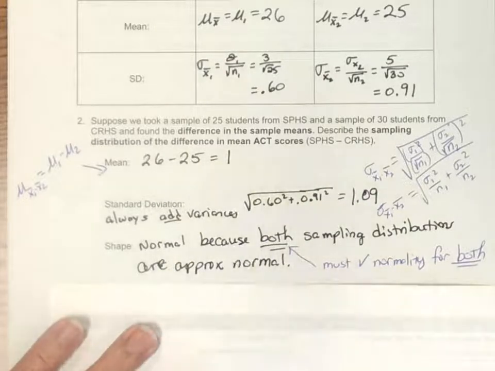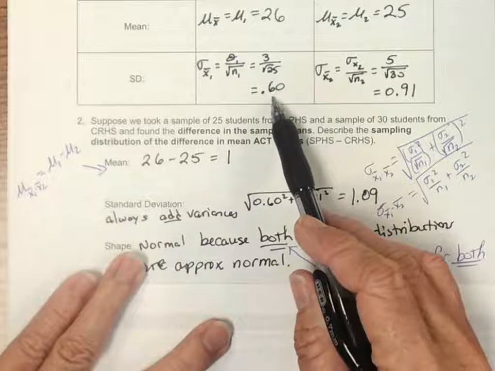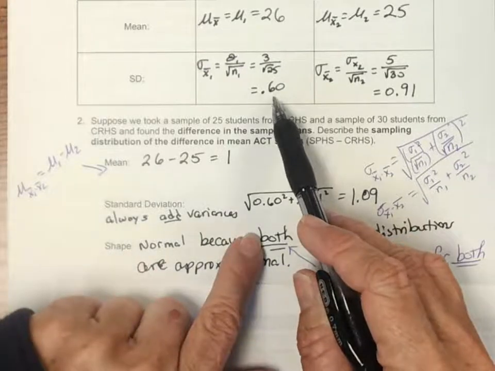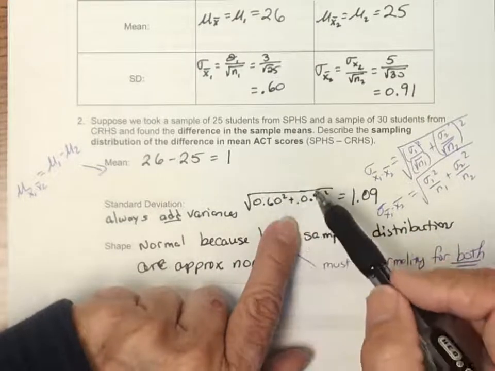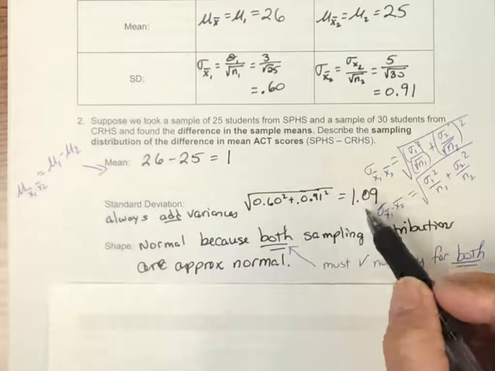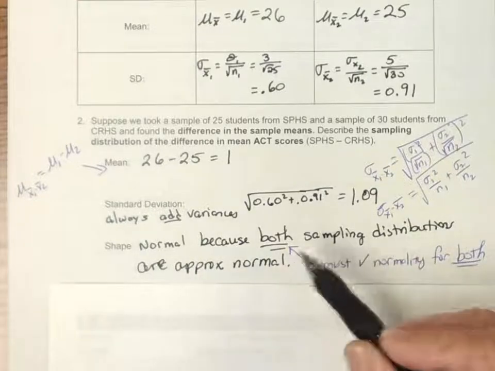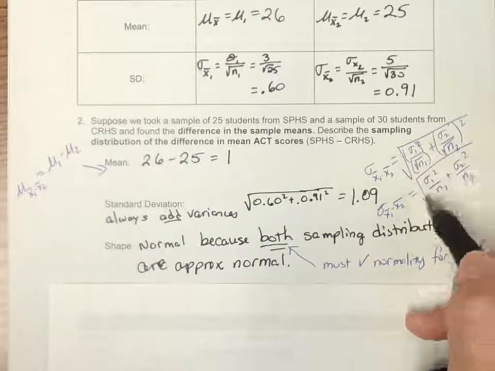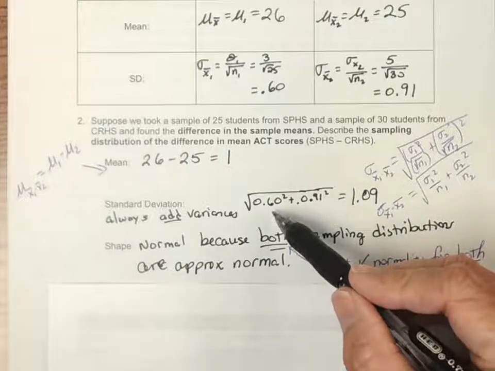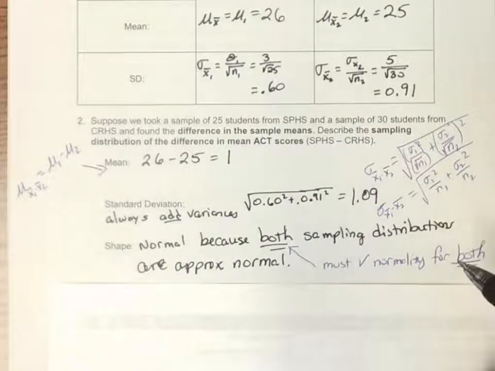So there we go. The standard deviation, we always add the variances. So the variance of Stony Point is 0.6 squared. The variance from Cedar Ridge is 0.91 squared, and we add them, even though we're subtracting in the distribution. And we get 1.09. The shape is going to be normal or approximately normal because both sampling distributions are approximately normal. And again, you have to check both of them. This big old formula over here is how we actually are finding the standard deviation, but it's easier to do it in little pieces first. So that is the actual value way I found it.